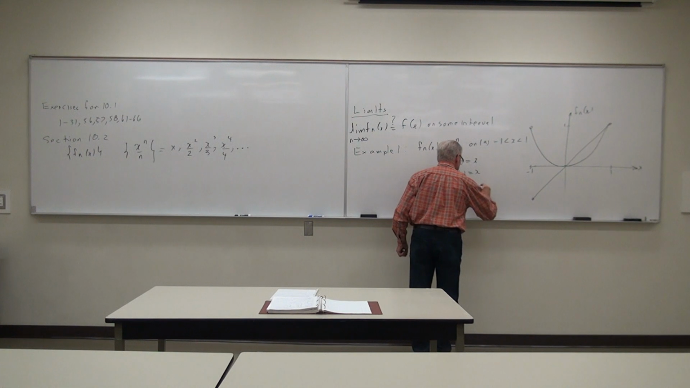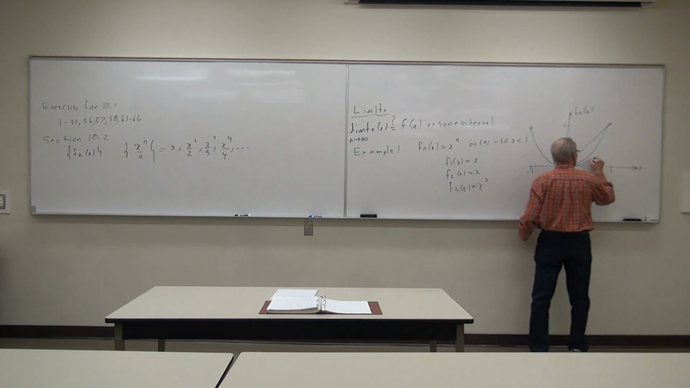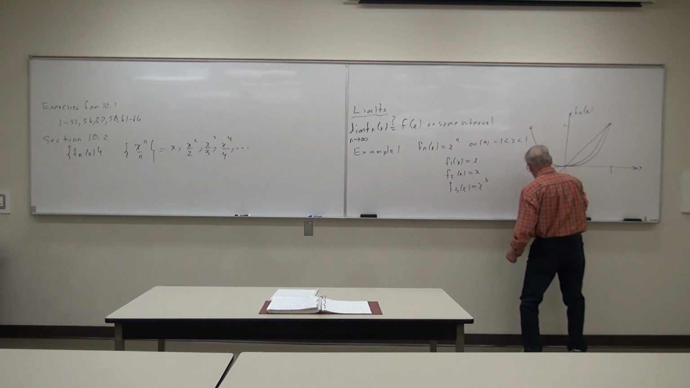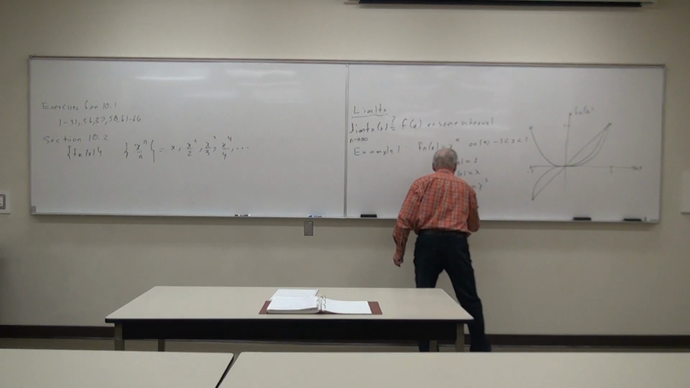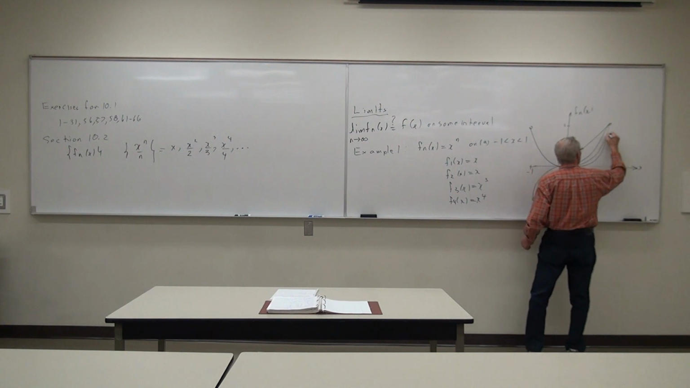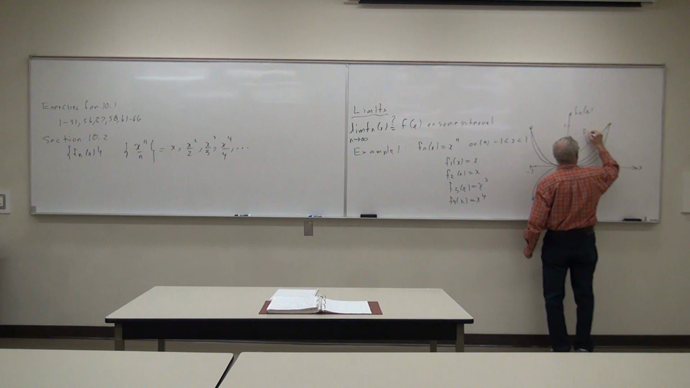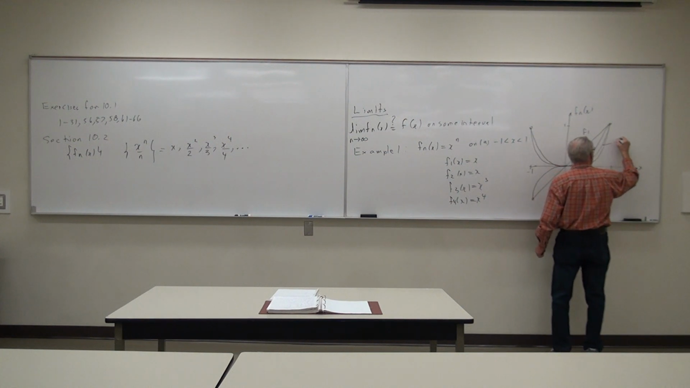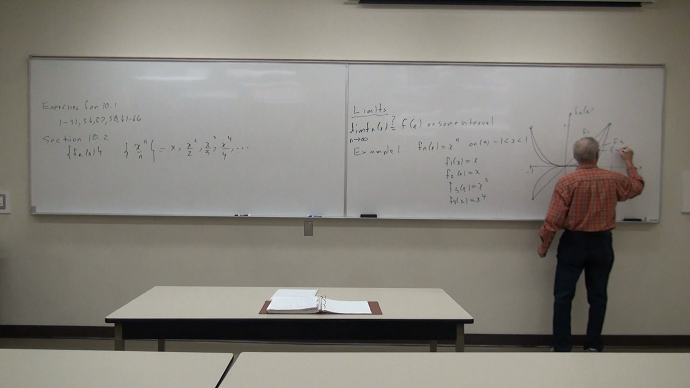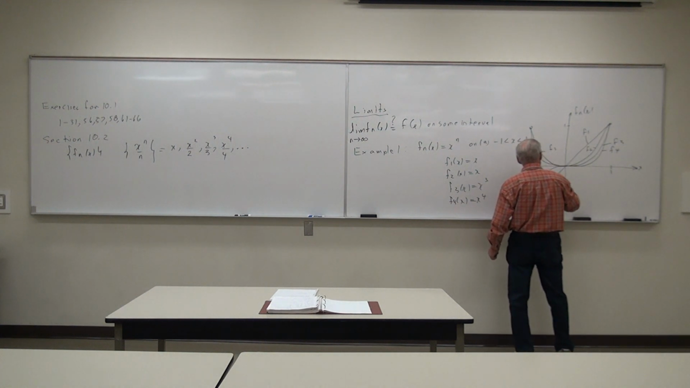F3 of x is equal to x cubed. It sits underneath the parabola. It's that, and it's that. X to the 4th for the 4th one. It's underneath again. That, and it's over here. So this was F1, F2, F3, F4.